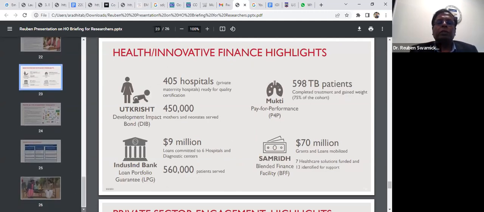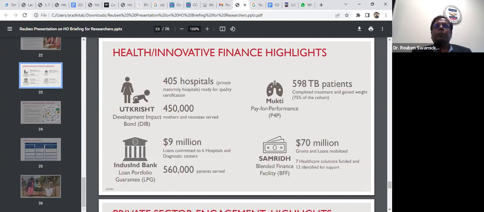So, I mentioned Utkrisht. You all may have seen that earlier, the Utkrisht Development Bond. Mainly worked in Rajasthan, and we're able to provide services to 405 hospitals, which were basically private maternity hospitals, and built their capacity to enable them to have quality certification. And during that period of time, almost 450,000 mothers and neonates benefited by that quality. And once the facility reached a certain standard in terms of quality, that's when they were paid for their services. And so we are actually able to improve that through various sources of funding.